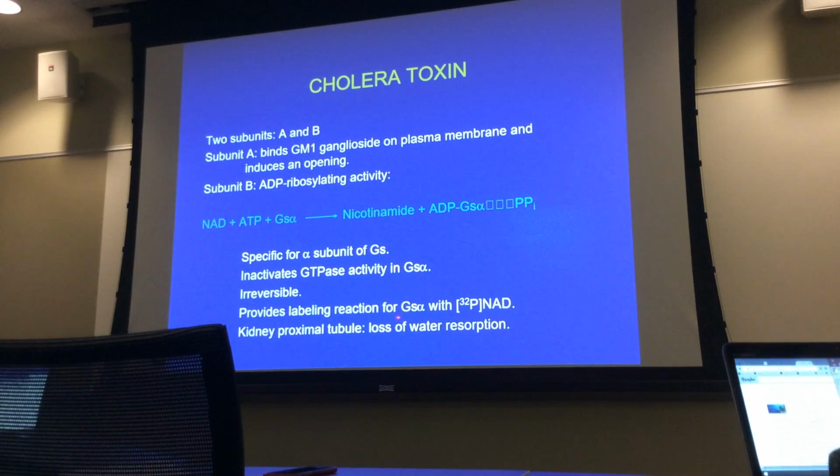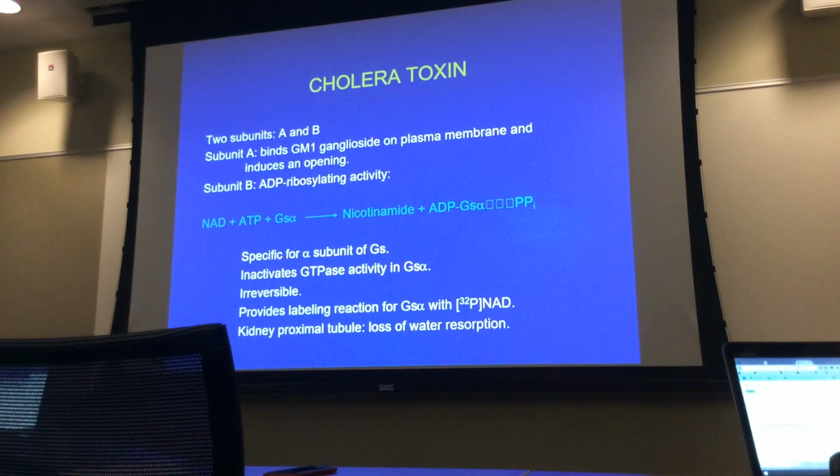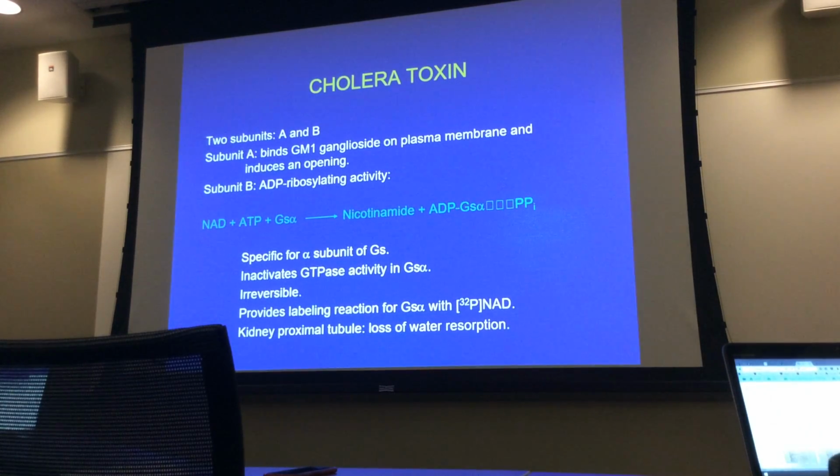Now, it's interesting to note how this works from a clinical point of view. We know a lot about this process. So obviously, cholera is a disease of kidney. You know, people basically in cholera, people die of dehydration. They just can't get enough water. And the reason why they're dying of dehydration is because their kidney is not resorbing water.